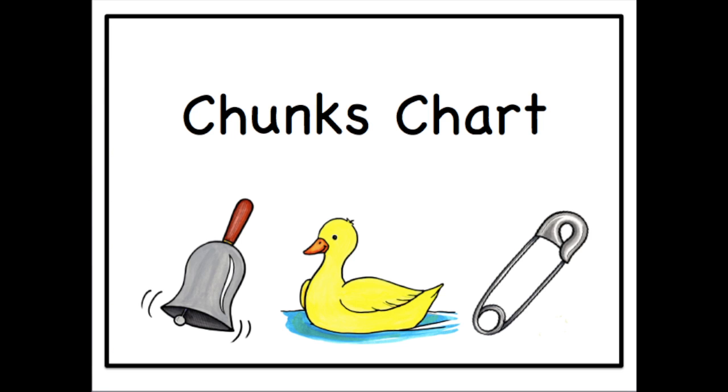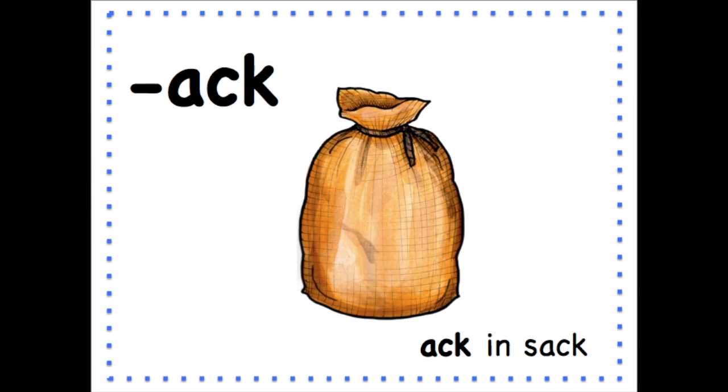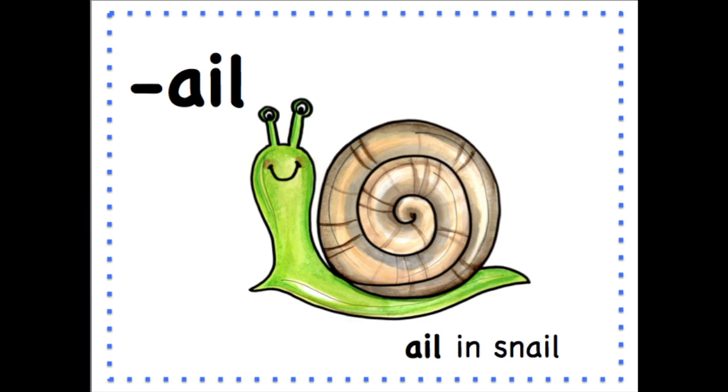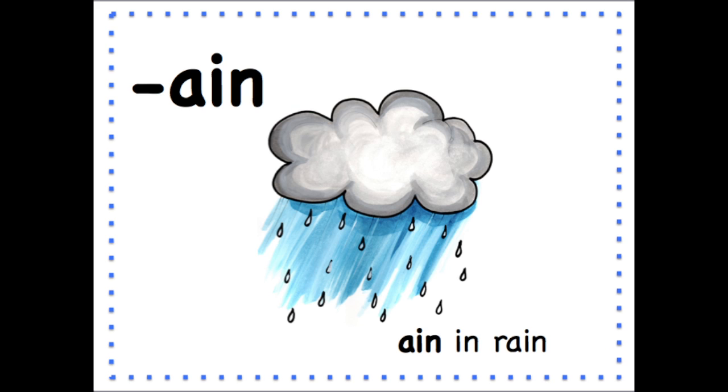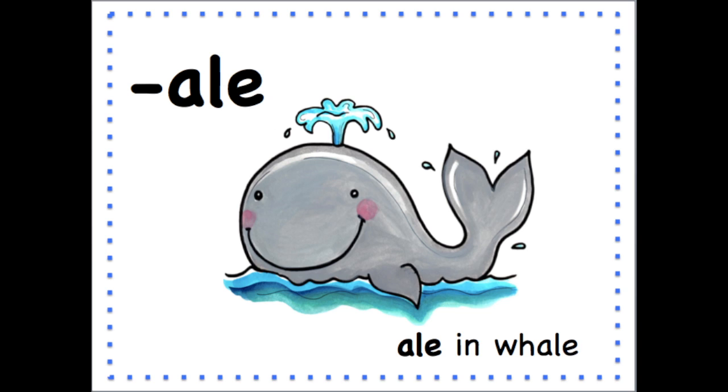Chunks and word families. A, B, ab and crab. A, C, K, ack and sack. A, G, ag and flag. A, I, L, ail and snail. A, I, N, ain and rain. A, K, E, ake and cake. A, L, E, ale and whale.